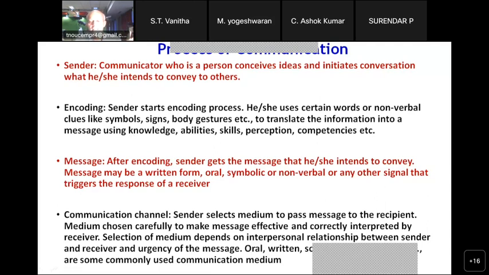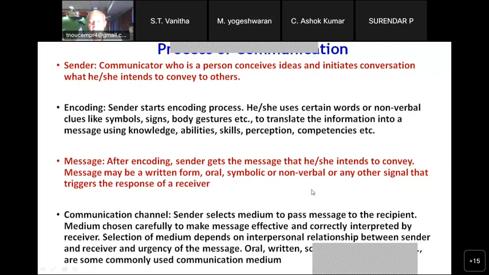Now the information that I have, I am converting into a message using my knowledge, ability, skill, perception, competency, and so on and so forth. So I have encoded, and after encoding, the sender gets the message that he or she intends to convey. Now that message, in the way of a PowerPoint presentation, is ready. The message may be in written form, oral, symbolic, non-verbal, or any other signal.